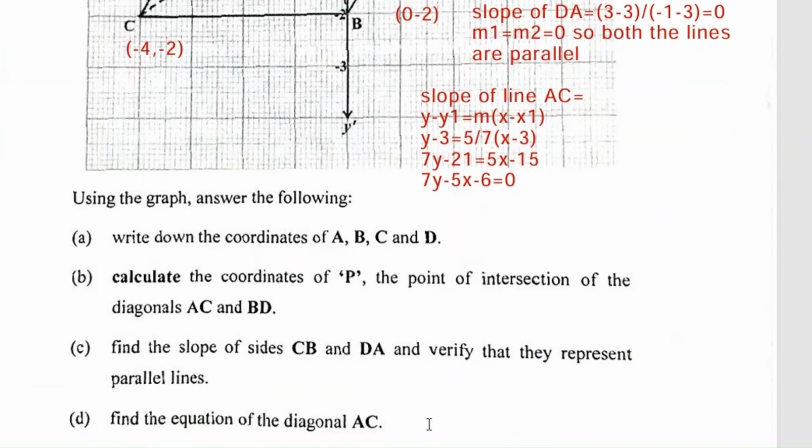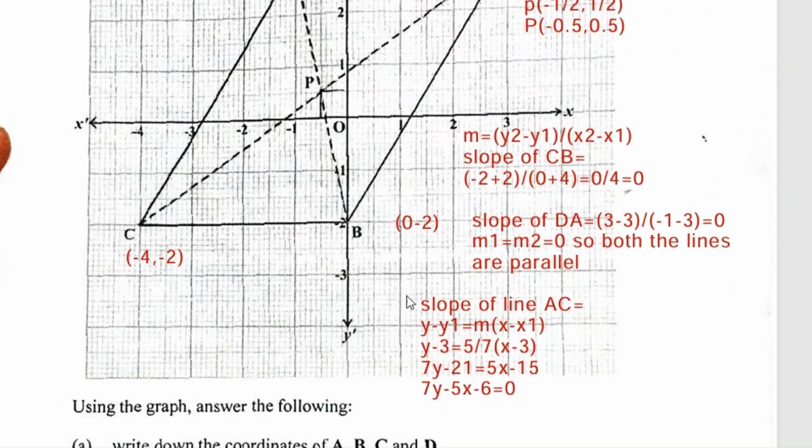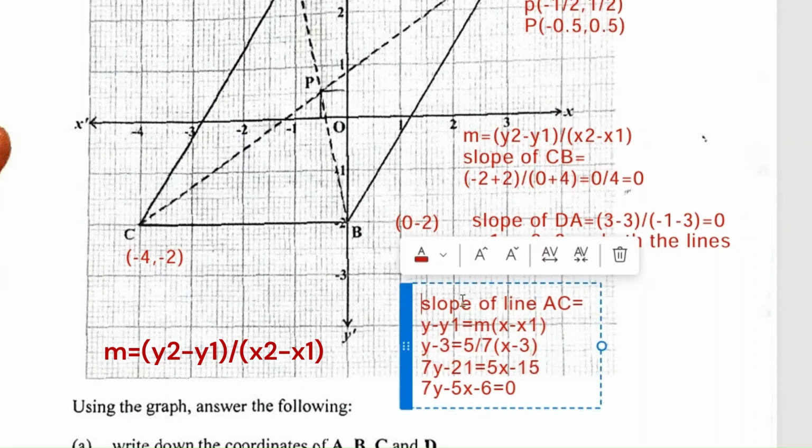Now the next question: find the equation of the diagonal AC. The equation of a line is y minus y1 equals m into (x minus x1). y1 is 3, so y minus 3 equals m times (x minus x1). First find the slope of AC: (y2 minus y1) by (x2 minus x1), which is 3 minus -2, that is 5, by 3 minus -4, that is 7. So the slope is 5 by 7. Solving this, 7y minus 5x minus 6 equals 0. This is not the slope; this is the equation of the line.